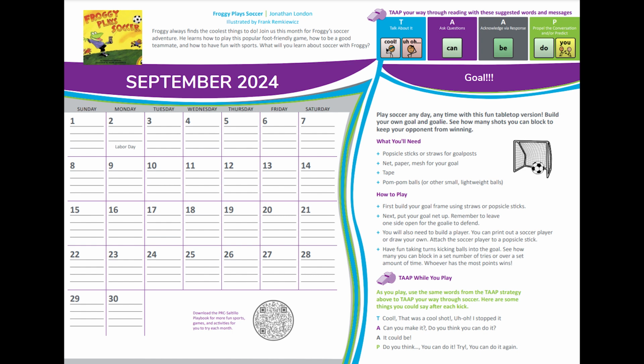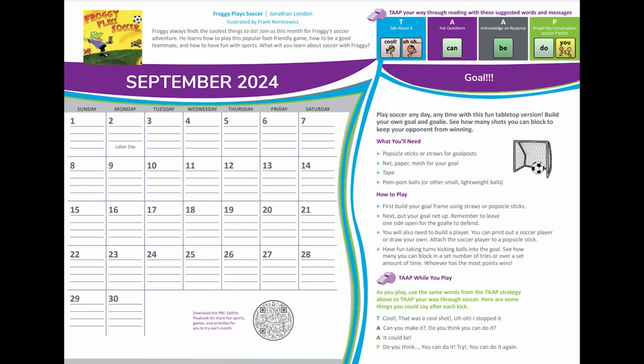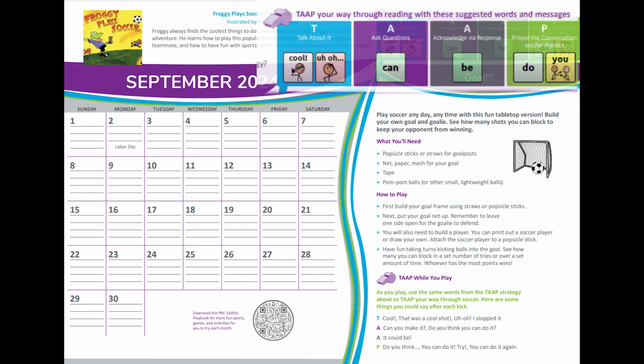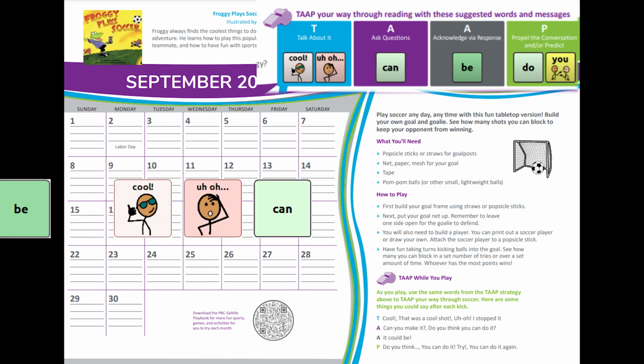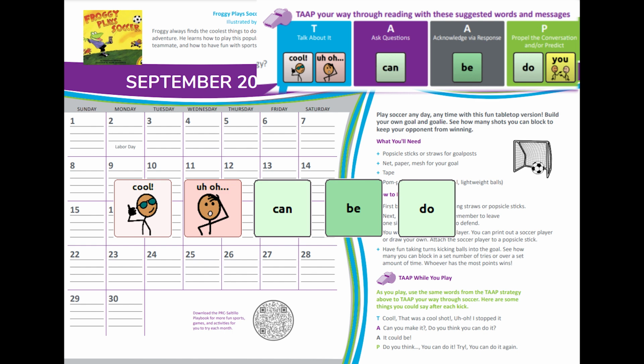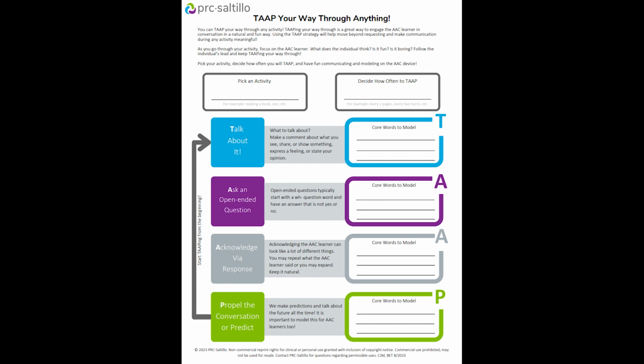Froggy Plays Soccer by Jonathan London and illustrated by Frank Remkiewicz is highlighted in September of the 2024 PRC-Saltillo calendar. This story is read using the TAAP strategy to encourage conversation and interaction with the AAC learner. The words we encourage you to model this month are cool, uh-oh, can, be, do, you, and a few others. Let's take a closer look at how to model these words and tap your way through the story.